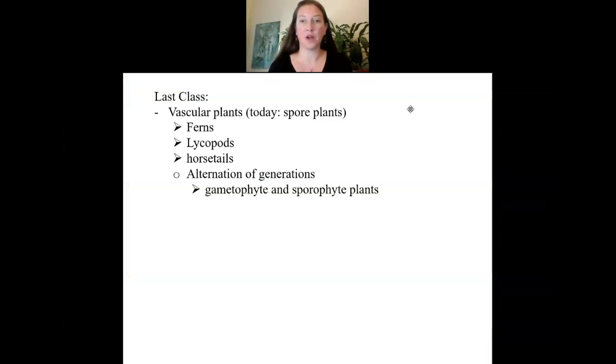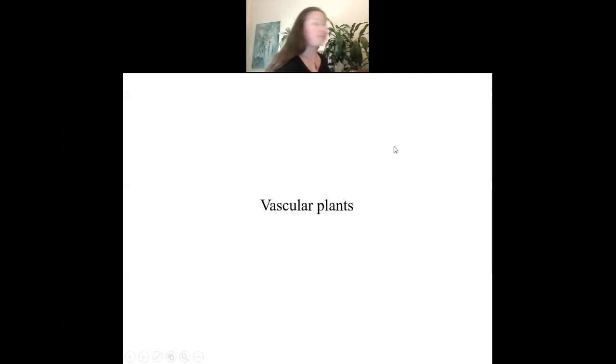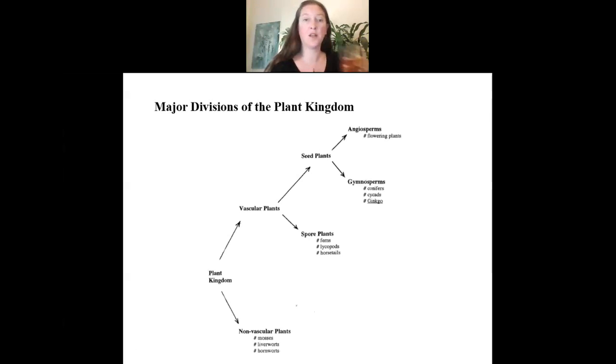Last class we talked about the vascular plants, the spore plants of the vascular plants, ferns, lycopods, and horsetails, and the alternation of generations in those plants. Today we're going to talk about the gymnosperms, which we have encountered a little bit already during the first lab. In particular, we'll talk about cycads, which we haven't encountered yet, ginkgo, and conifers, which we have, and the alternation of generations as it pertains to those plants. So let's do it.